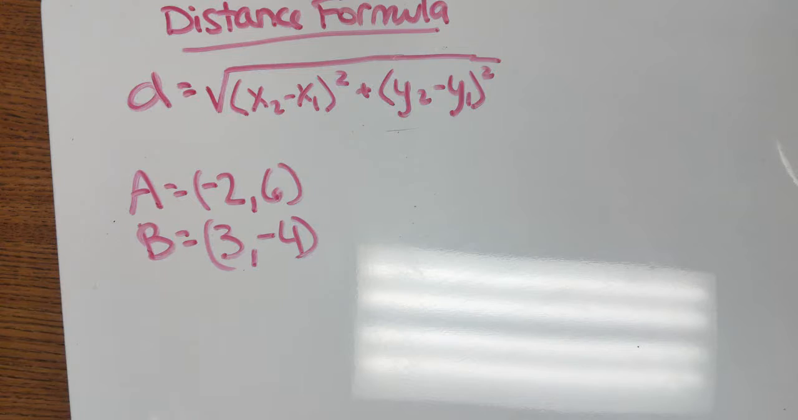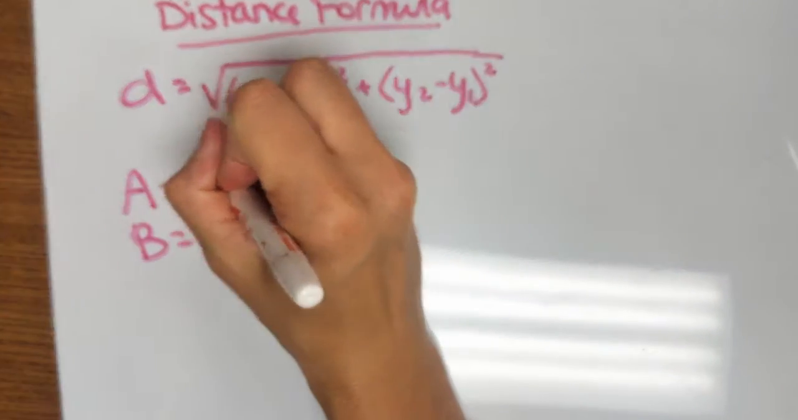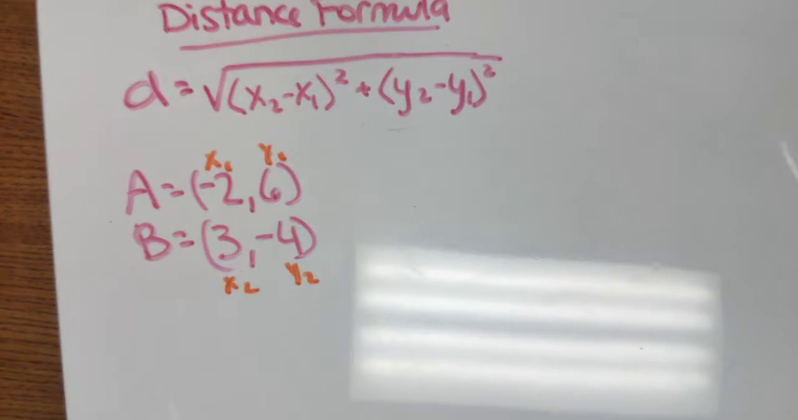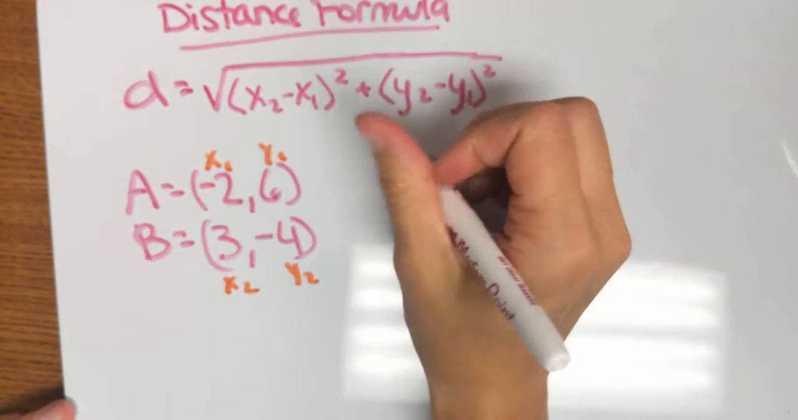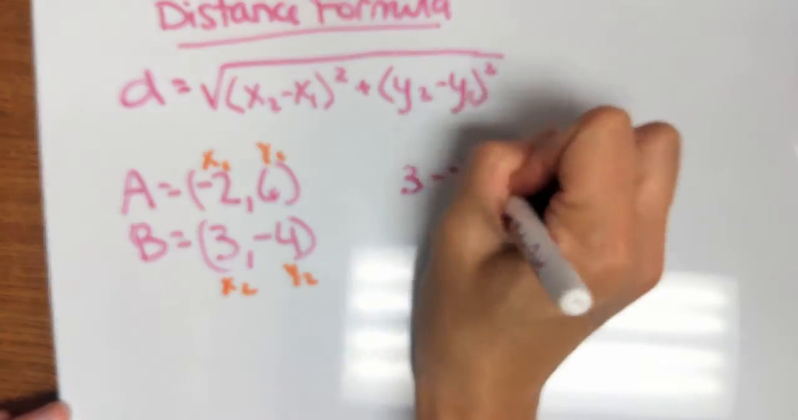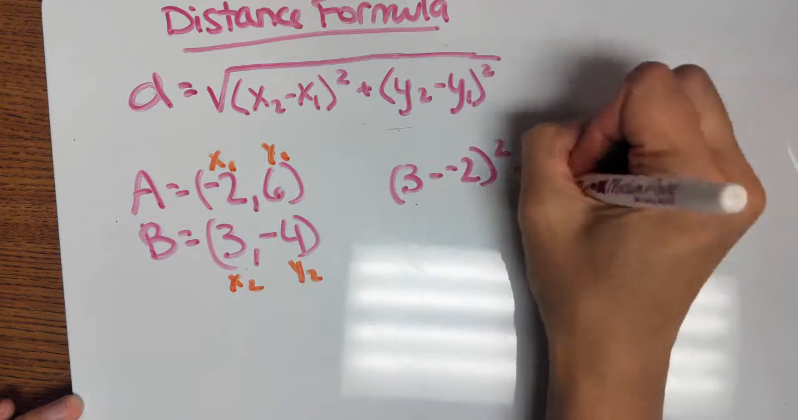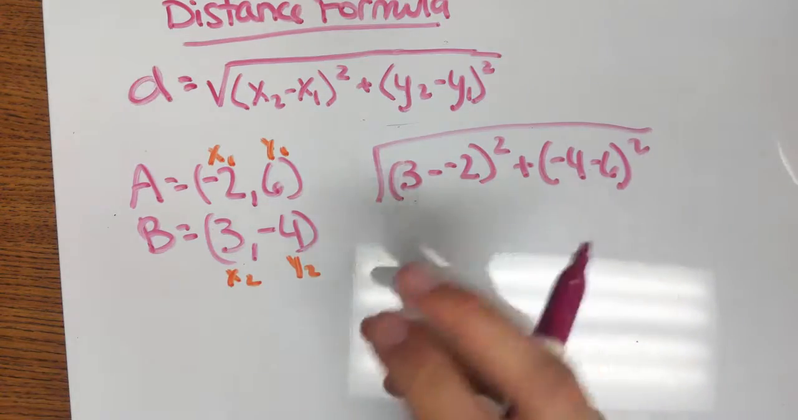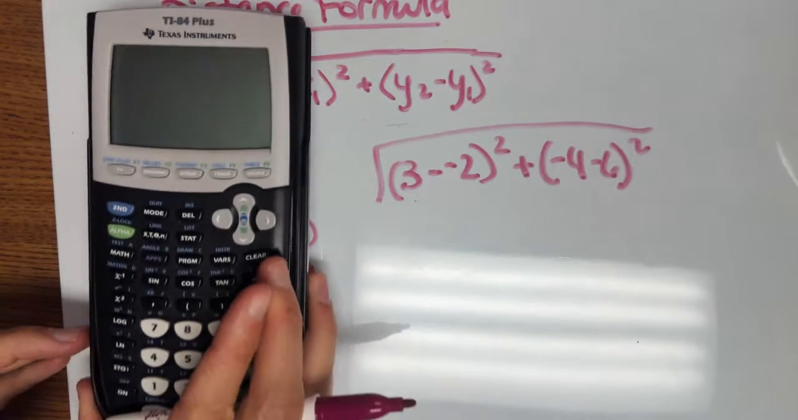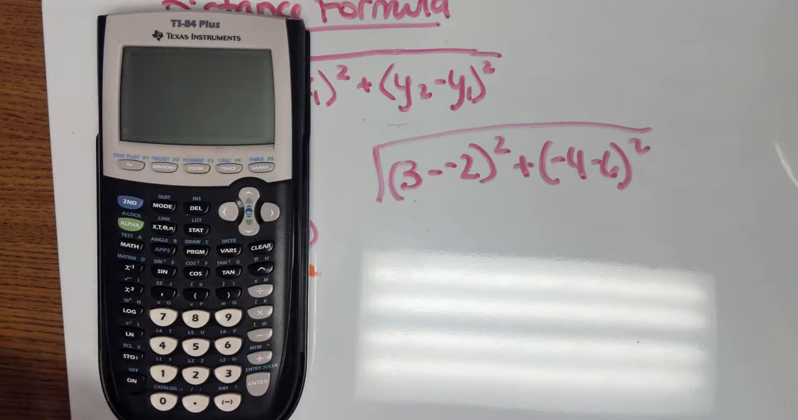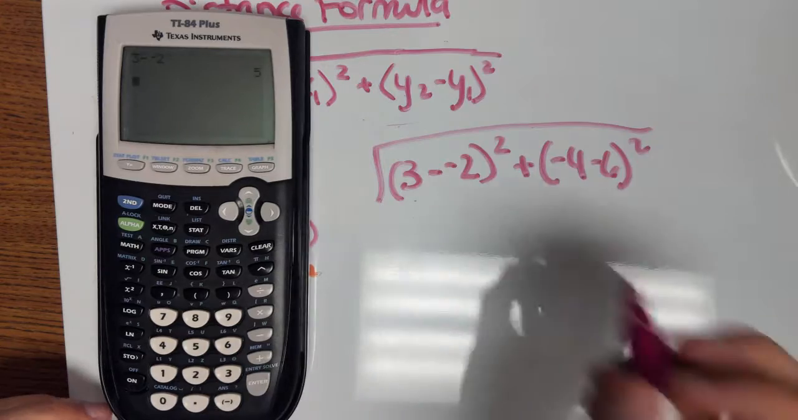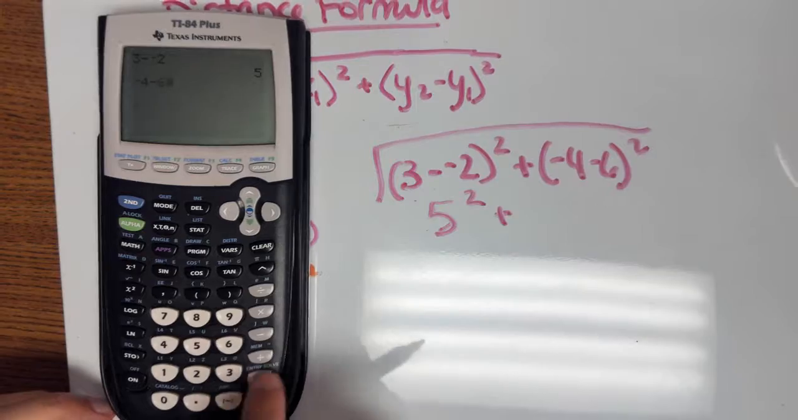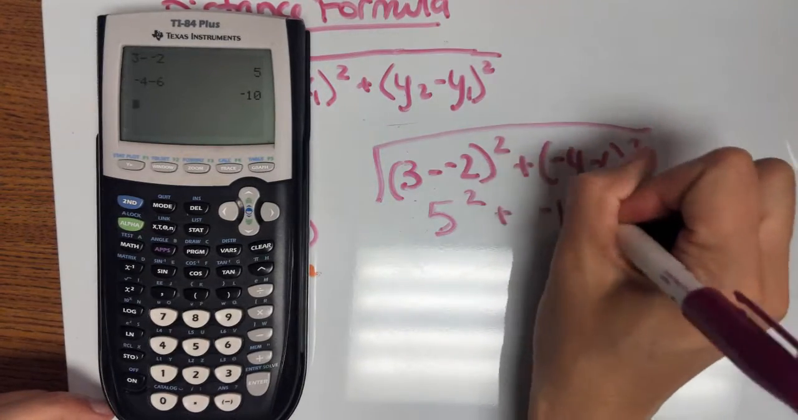So I would label, let me change colors, so we have x1, y1, x2, y2. Then we plug them in. So x2 minus x1, 3 minus -2, plus -4 minus 6. Now, you don't have to type this in a calculator, but if you do, make sure you take it slow. So 3 minus -2 gives me 5 squared. -4 minus 6 gives me -10 squared.